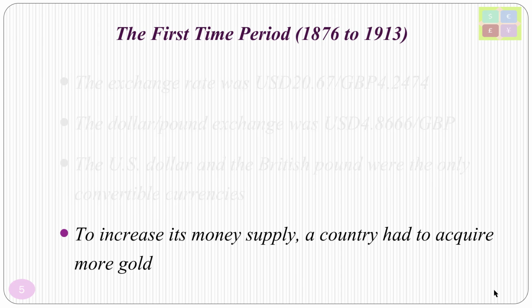To increase its money supply, a nation had to acquire more gold. Notice that we are using USD to denote the US dollar and GBP to denote the British pound. These are 3-character ISO currency codes set up by the International Standards Organization. The first 2 characters refer to the country code, whereas the last character refers to its currency.